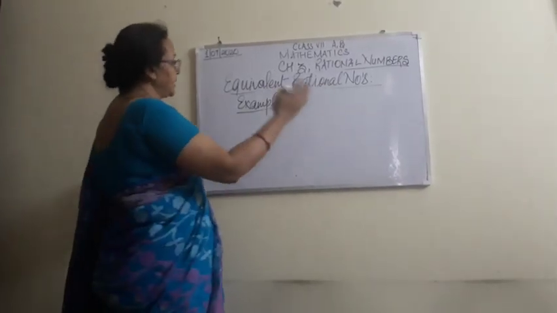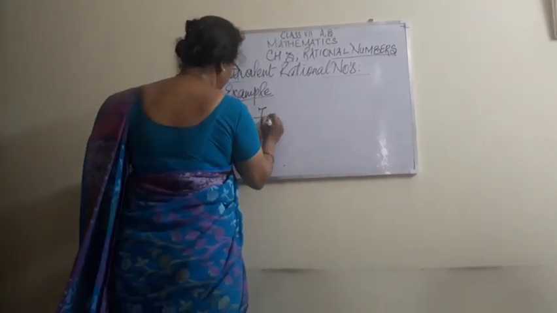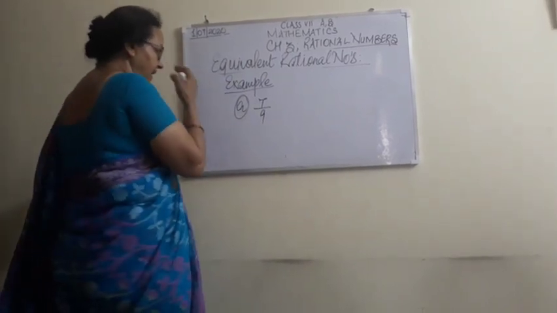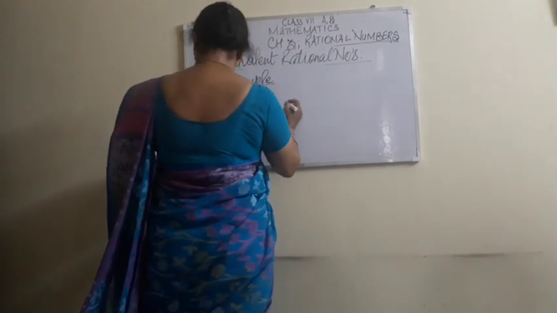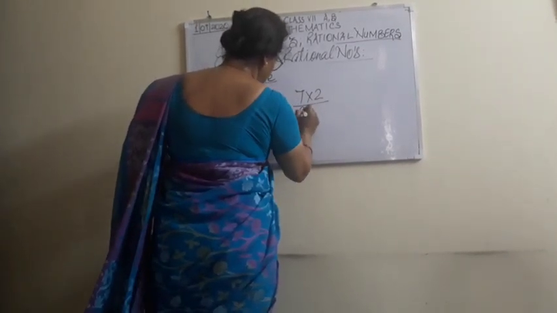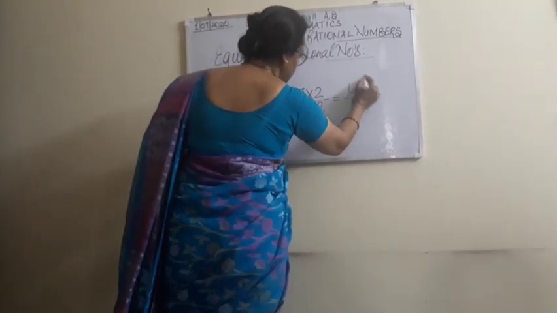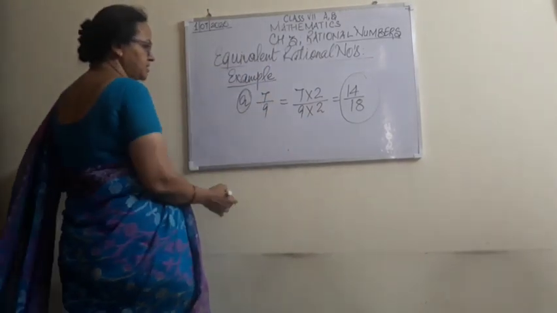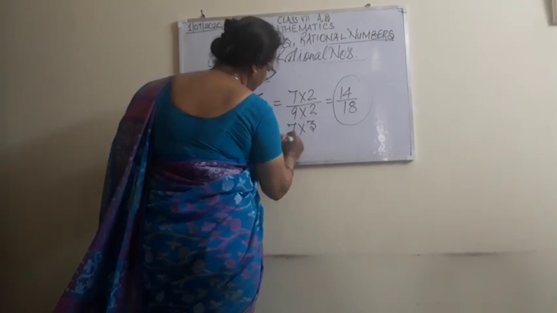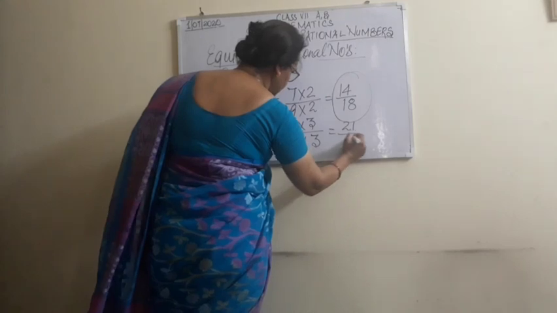Now I am going to write down the equivalent fraction of a given rational number. This is 7 by 9. I want to write down equivalent fraction of 7 by 9. I am writing two equivalent fractions of 7 by 9. This is 7 into 2 by 9 into 2. What will it be? 14 upon 18. This is the first rational number which is equivalent to 7 by 9. Next I want to write 7 into 3 by 9 into 3. That is 21 by 27.